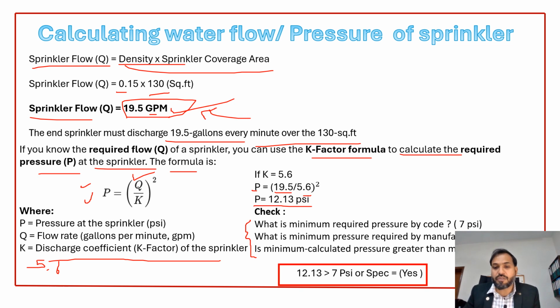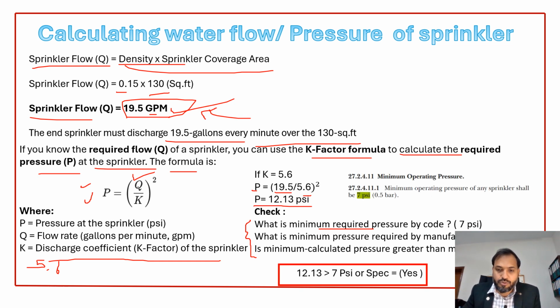Firstly, what is the minimum required pressure by code? If we see what the code is saying, what will be the minimum pressure? As per code 27.2.4.11 of NFPA 13, minimum operating pressure: the minimum operating pressure of any sprinkler shall be 7 psi. So the code is saying that the minimum pressure is 7 psi.